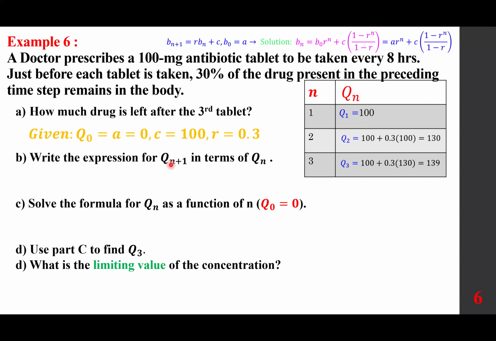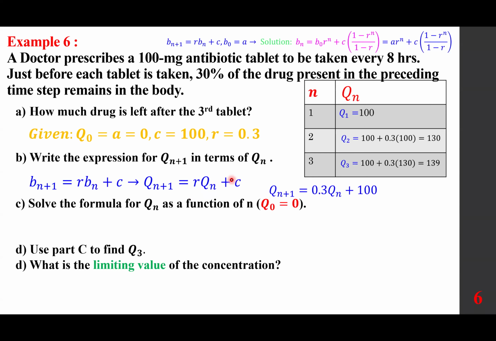Write the expression for Q sub n plus 1 in terms of Q sub n. That means go to this formula and change the B to Q. So B sub n plus 1 is R B sub n plus C. And we are going to say Q sub n plus 1 is R Q sub n plus C. And then just use the given. That's why it's important to write the given. We are going to change the R to 0.3 and lowercase c to 100.